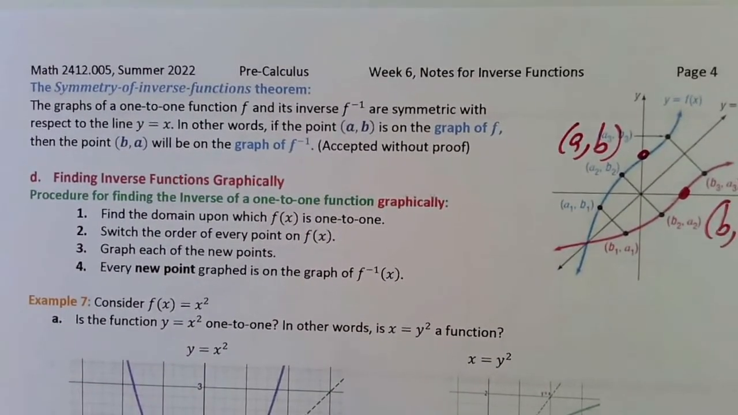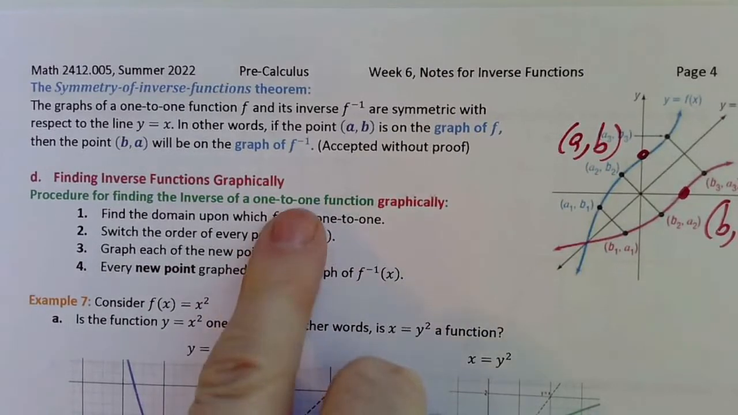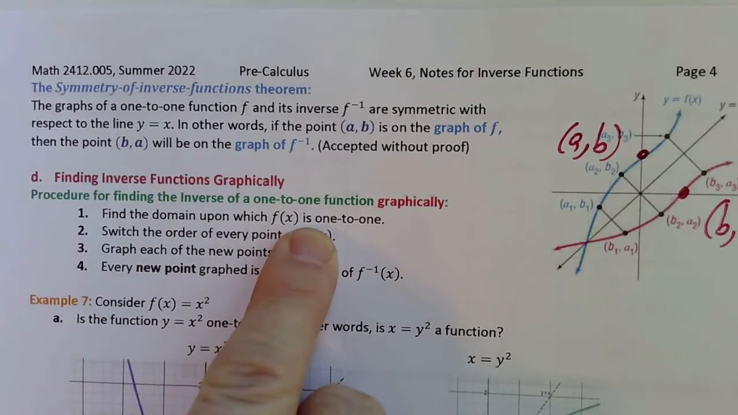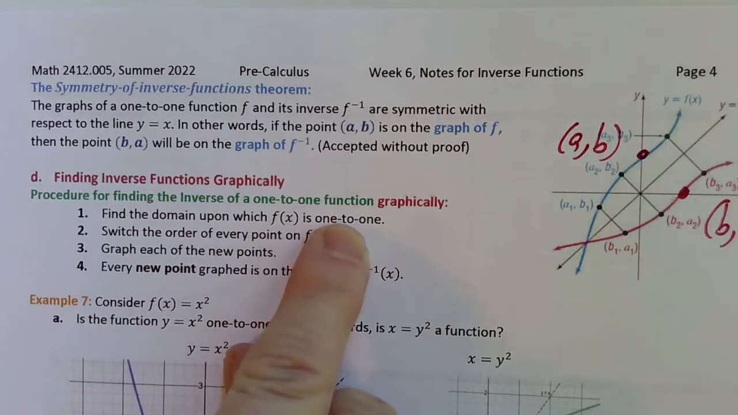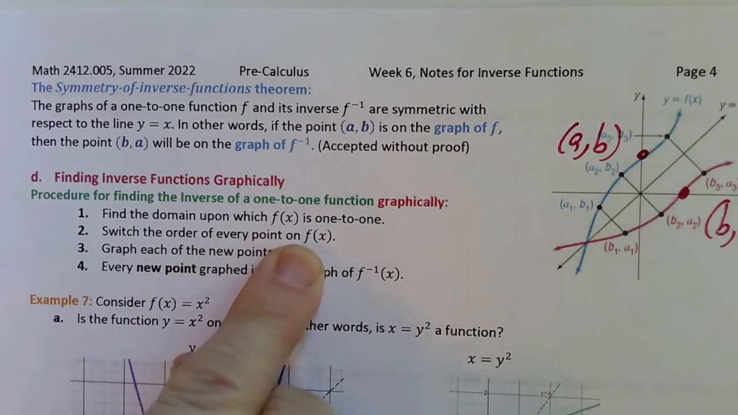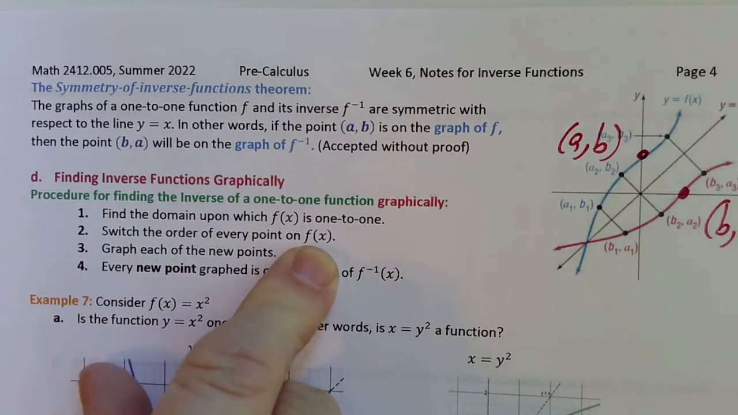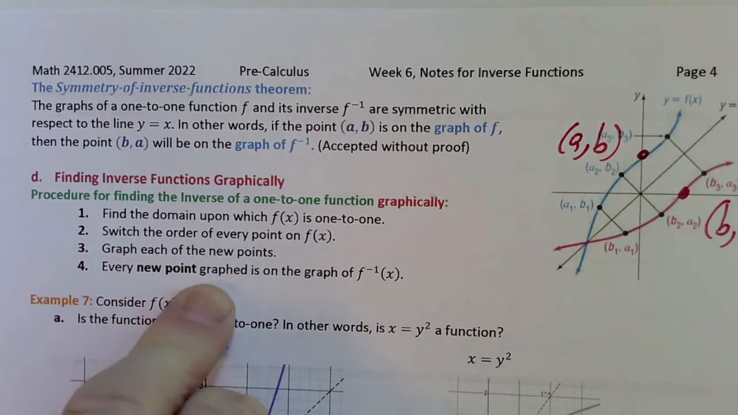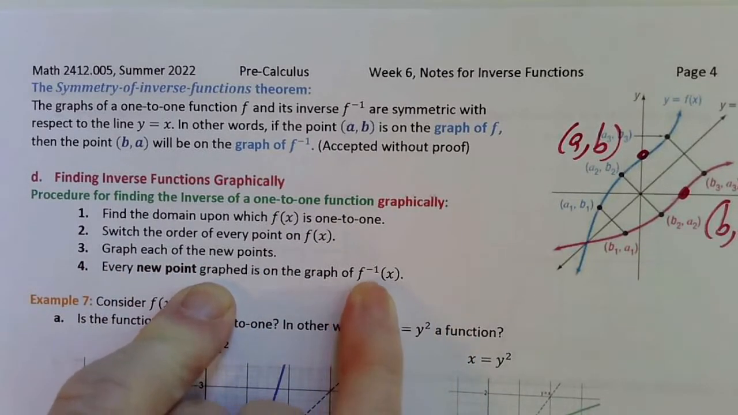So to find the inverse of a function graphically, we're going to see if we need to restrict the domain of f so that it is a one-to-one function, then switch the order of every point in f and connect the dots, see what we get. This new graph will be f inverse of x.